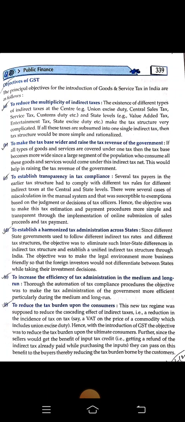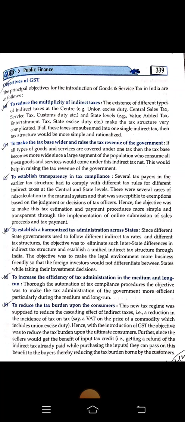To reduce the multiplicity of indirect taxes, because there were too many indirect taxes. The existence of different types of indirect taxes at the central, or you can say the state level, makes the tax structure very complicated. So if all of these taxes are submerged into a single indirect tax, the tax structure would become simpler and more rationalized.